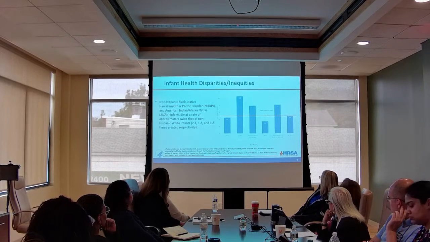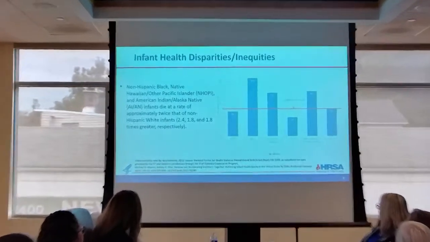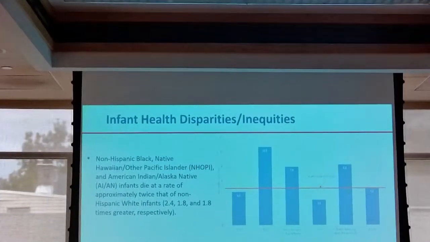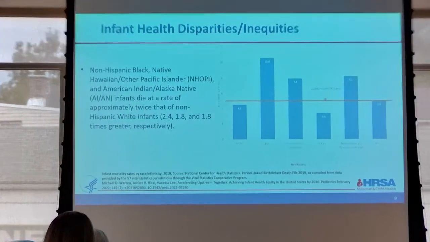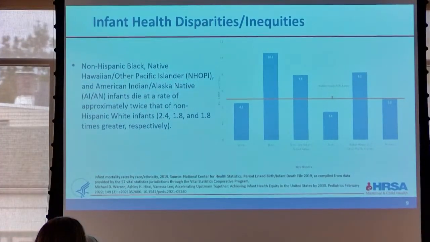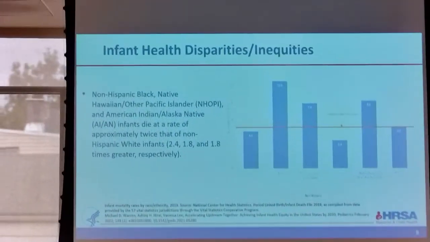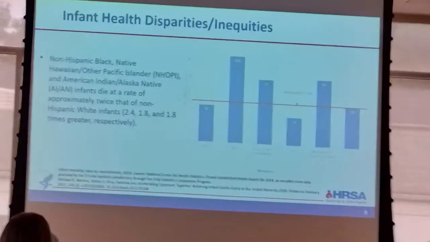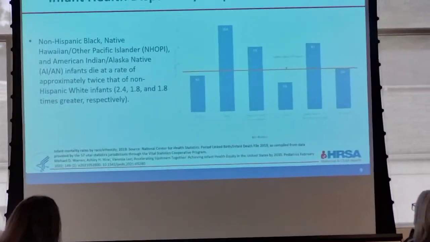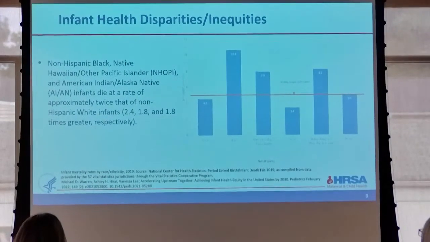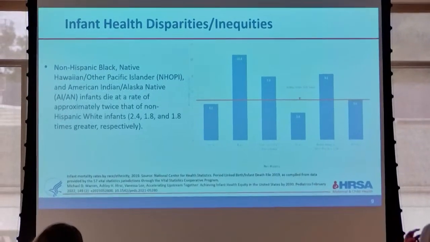The first bar is for white infants with an infant mortality rate of 4.5. The second bar is Black or African American infants with an infant mortality rate of 10.6. The third bar is American Indian Alaskan Native with an infant mortality rate of 7.9. The fourth bar is Asian with an infant mortality rate of 3.4. The fifth is Native Hawaiian or other Pacific Islander with an infant mortality rate of 8.2. And the final one is Hispanic with an infant mortality rate of 5.0.